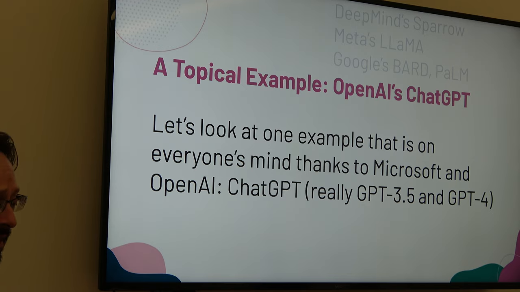I'd love us to get into a topical example, which is OpenAI's ChatGPT. There's lots of possible large language models we could have talked about. We could have talked about Gemini, which is now released in Canada. We could have talked about Mistral, one of the other really competitive models now coming out of Europe. But in this case, I'd like to go into ChatGPT, partly because many of you may have used ChatGPT.